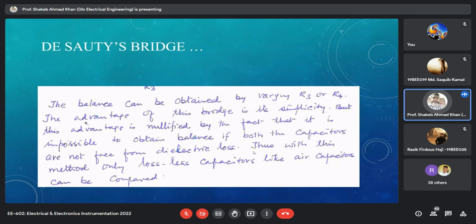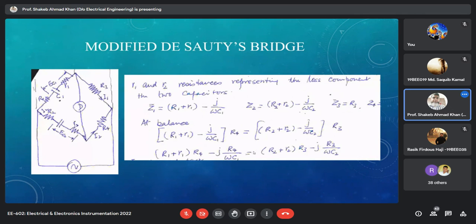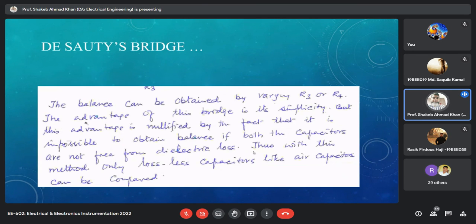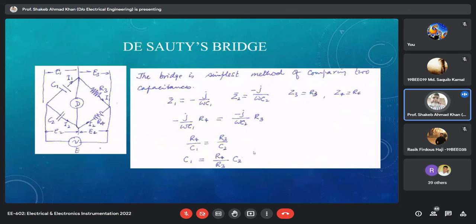And to overcome this disadvantage, the modified De Sauty's bridge is used, where you can have an ideal capacitance, or you can have lossless or lossy, or both the capacitances. So anyway, I'm stopping my today's discussion here only. If anybody is having any question regarding De Sauty's bridge, you can ask, please.